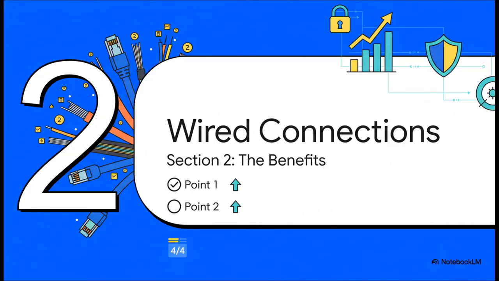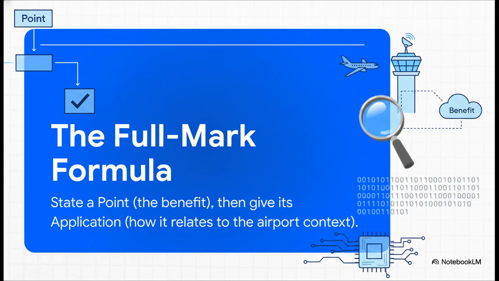Right, now that we've properly decoded the question, let's actually build our answer. We'll start with section 2, the benefits of wired connections. This part is worth 4 marks, which means we need 2 really solid, well-developed points. And here's the secret sauce for getting those 4 marks. It's a simple formula, point plus application.